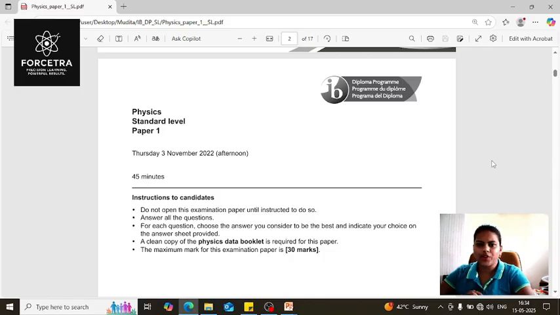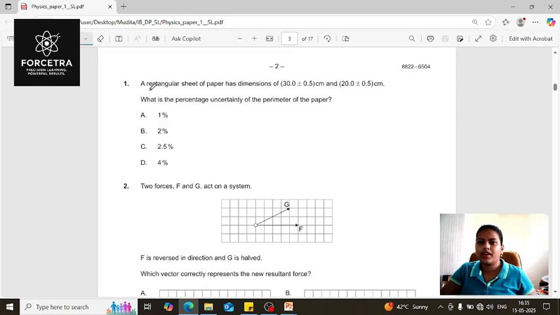Today we are solving Physics Standard Level Paper 1. This paper is from Thursday, 3rd November 2022 afternoon session. A rectangular sheet of paper has a dimension of 30 ± 0.5 centimeter and 20 ± 0.5 centimeter. What is the percentage uncertainty of the parameter?